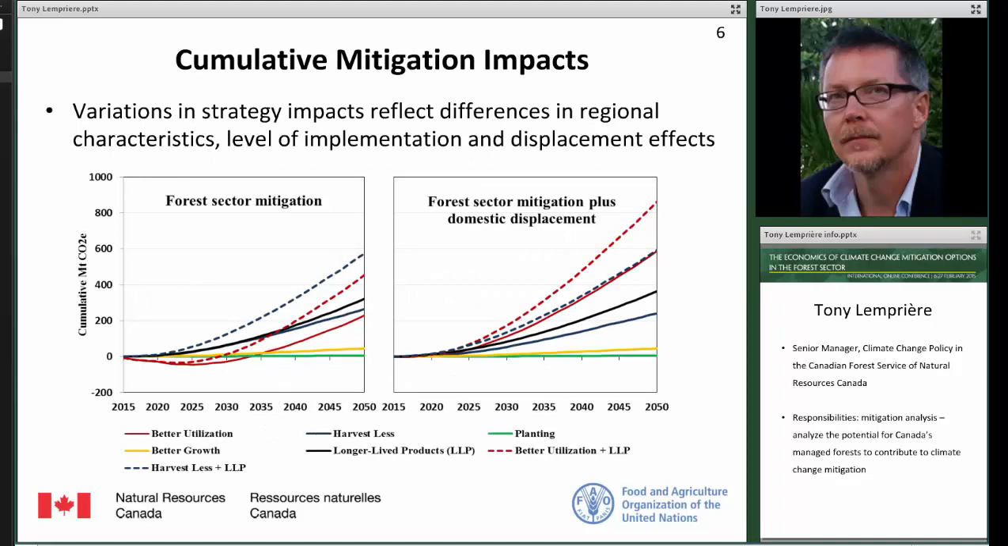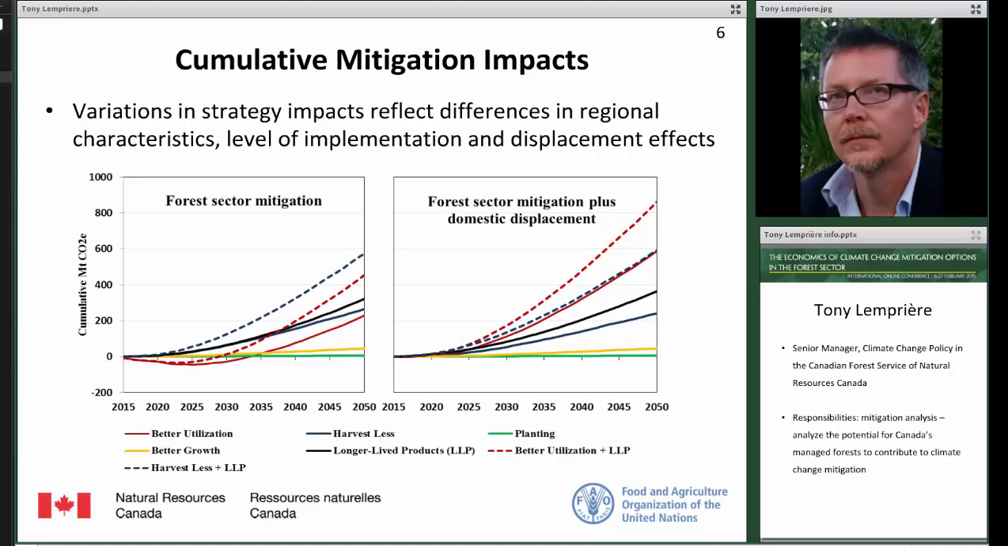Now, strategies had quite different mitigation impacts over time, shown in these 2 graphs, which show cumulative mitigation to 2050 in megatons of carbon dioxide equivalent. The left figure shows mitigation impact in the forest sector, so it's considering ecosystem and harvested wood products, but not displacement. Now, just looking at forest sector mitigation on the left side, we can see that a strategy of harvesting less and producing more longer-lived products appears best, resulting in almost 600 megatons of mitigation cumulatively over the 2015 to 2050 period. However, considering displacement effects changes the conclusion, as shown in the right side figure.